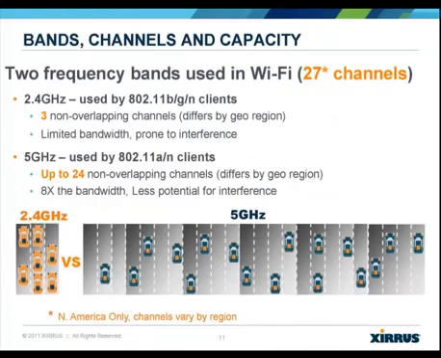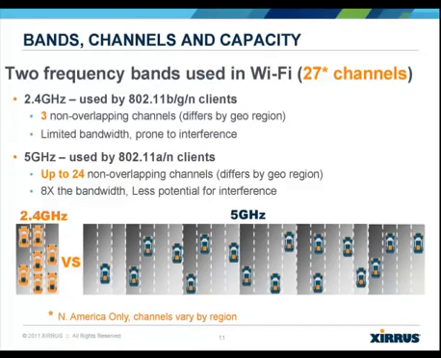Bands, channels, and total capacity. Based on the bandwidth and the number of channels available in the different technologies, you can clearly see the advantages of 5 gigahertz. 2.4, as I mentioned, only offers 3 channels, providing limited capacity, and it's also prone to interference. 5 gig, on the other hand, offers up to 24 channels, more capacity, less potential for interference.